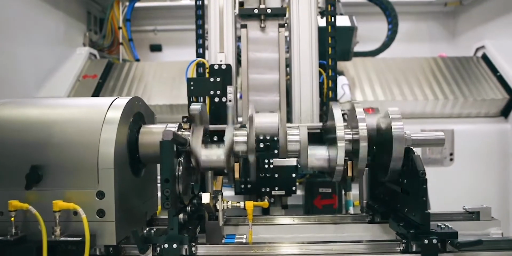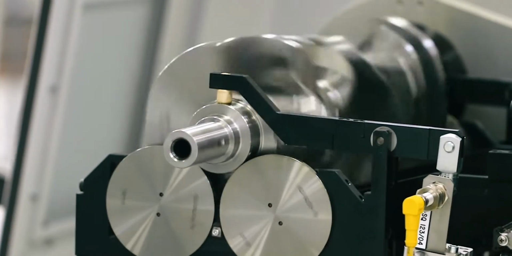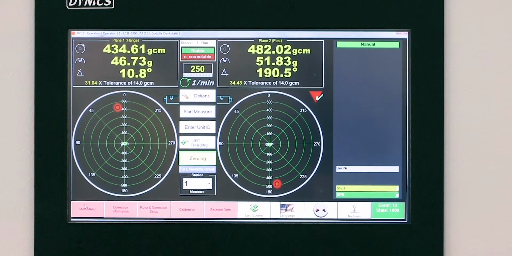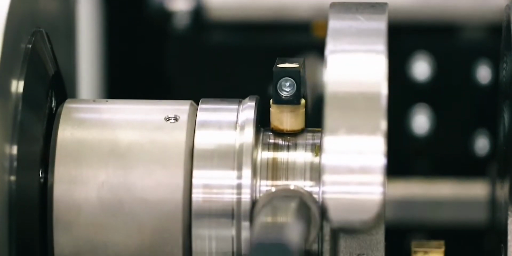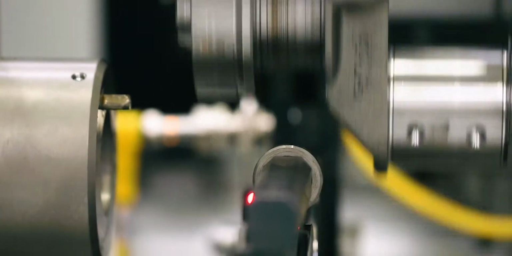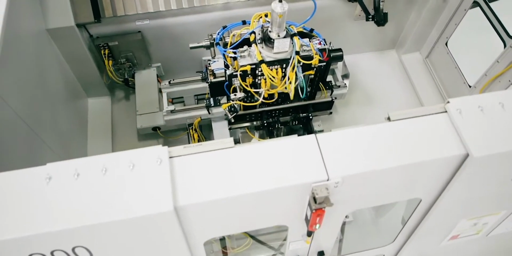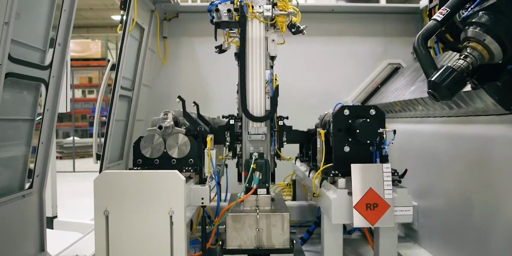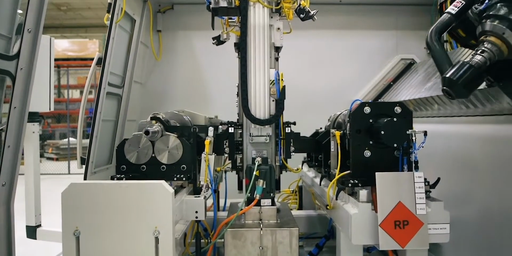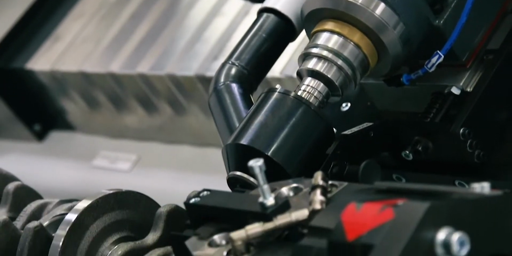Once the part is loaded into the measurement platform, the pin drive tooling automatically engages. Accelerated to measurement speed, we capture both the amount and angle of the correction. After completing the measurements, the part turns into transfer position. Now, the crankshaft rotates 180 degrees, is transferred to the correction station, and then indexed into the correction spot.